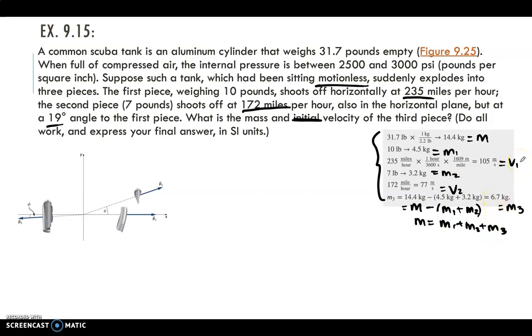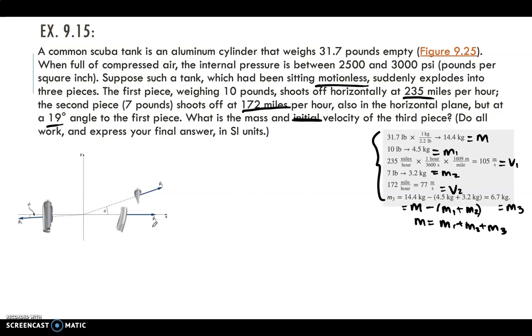All right, with all of that initial stuff aside, let's start analyzing this problem. So we had an initial scuba tank, and it went through an explosion. Again, an explosion is when we have one piece of something and it explodes into multiple pieces. This is a graph of what it looks like after the explosion. So we had some tank and then it went off into these different directions.